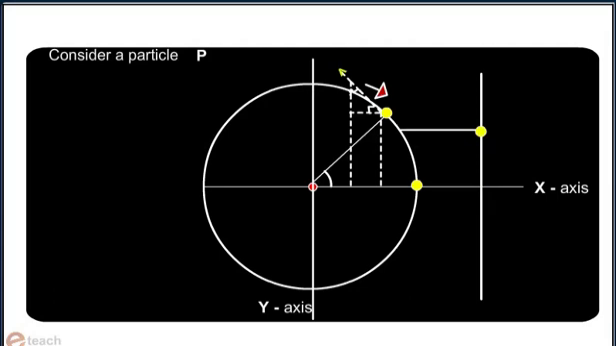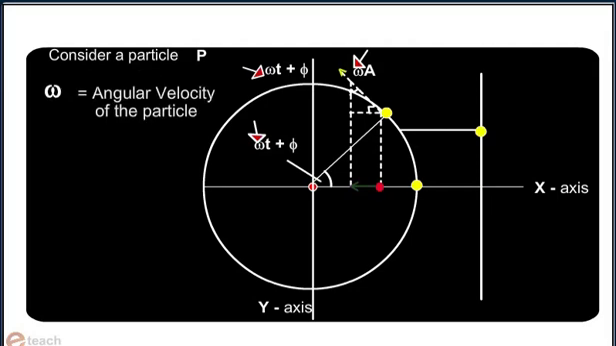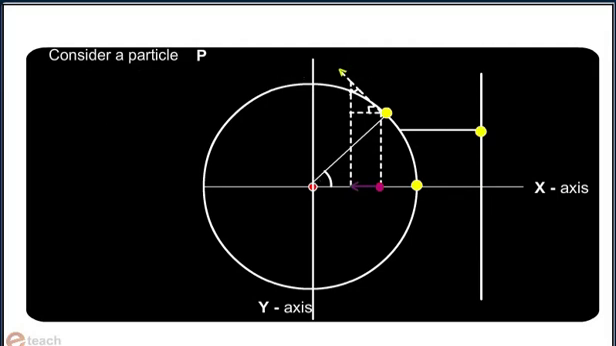and acceleration in simple harmonic motion. Consider a particle P with v equals linear velocity of the particle, omega equals angular velocity of the particle, a equals radius of the particle, and P dash is the projection of particle P.